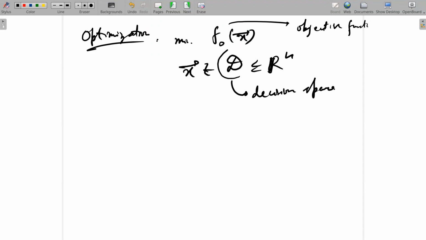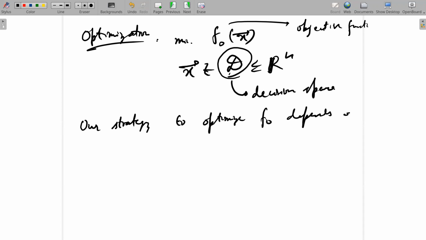And then depending on what is the geometry of this space and what does this look like, perhaps it is unconstrained, like it is all of Rn. So depending on what D looks like, our strategy to optimize F naught depends on both the nature of F naught and also the nature of D.